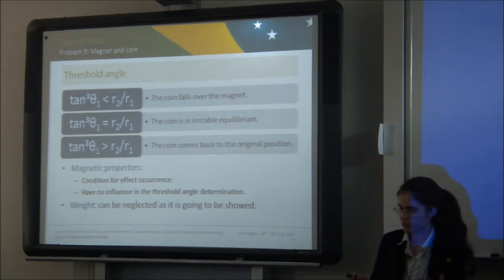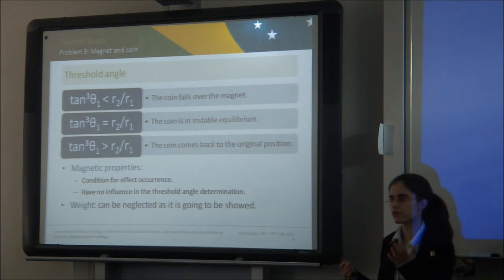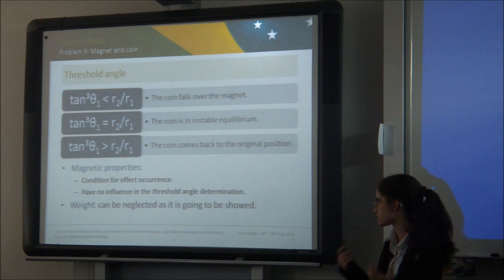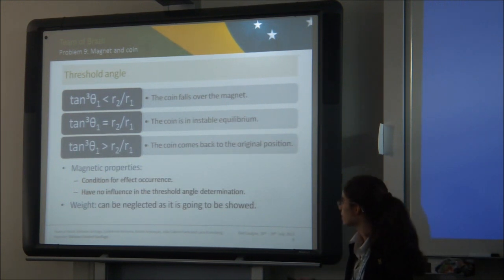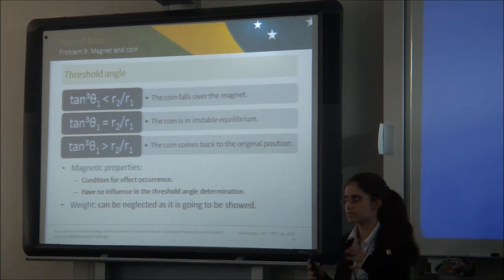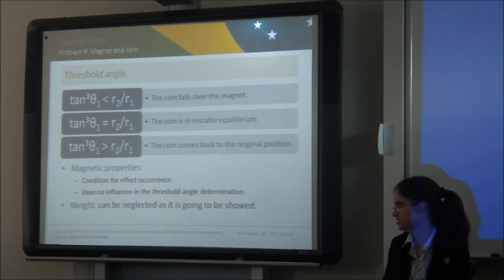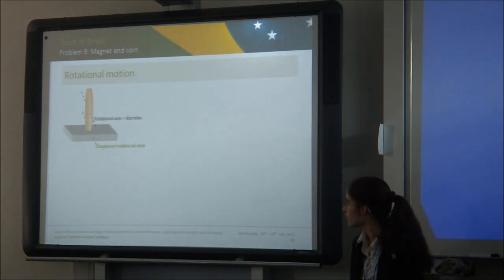And the magnetic properties, as we see, are not that important for the threshold angle itself, but as we're going to see, they are important for the motion, the oscillations, and so on. We neglected this for this mathematical model, but I'm going to show you my experimental data on why we did this and why this can be done.